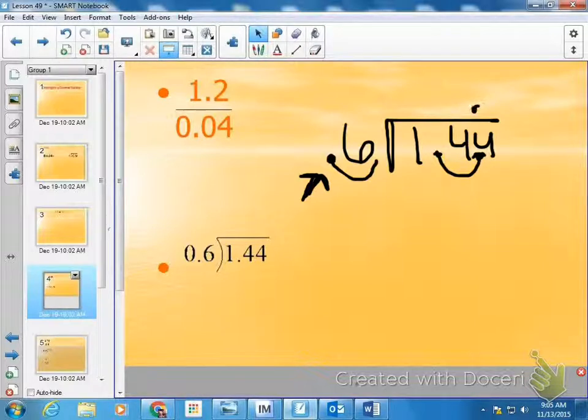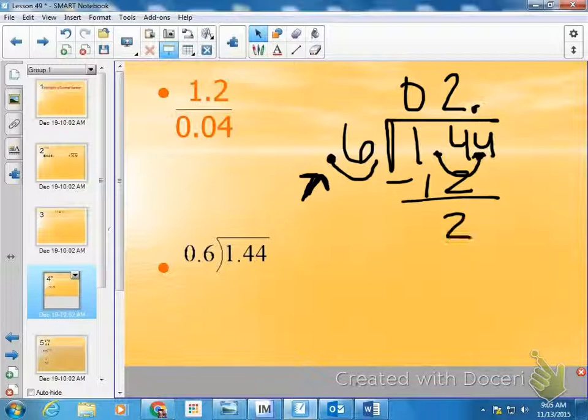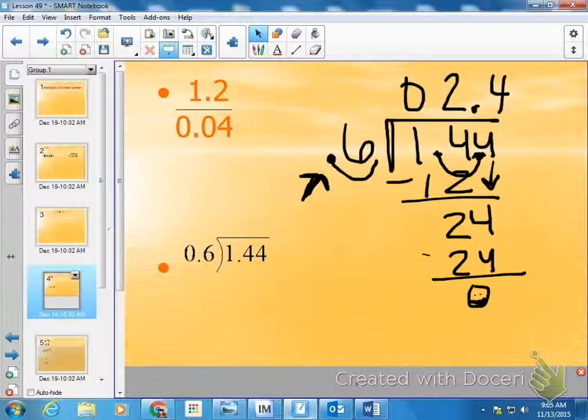Raise the roof. Now 6 will not go into 1, but 6 will go into 14 2 times. Leaves me with 2. And then I bring down my 4. 6 goes into 24. How many times? 4 times. 4 times 6 is 24. When I subtract that out, that leaves me with a happy no remainder problem. So my answer here is 144/100 divided by 6/10 equals 2 4/10.